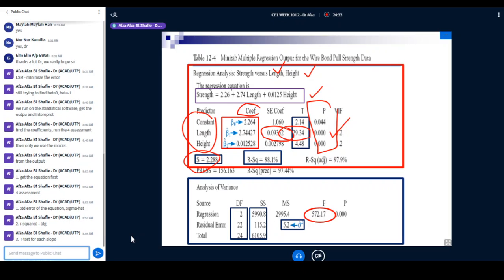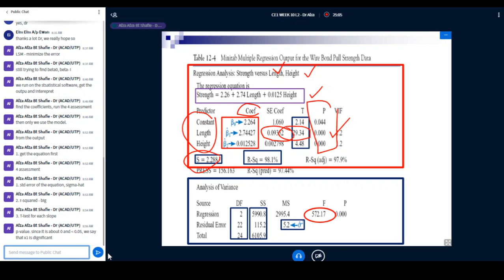So look at the p-value. Since it is about 0 and less than 0.05, we say that X1 is significant. Now let's look at the other one.